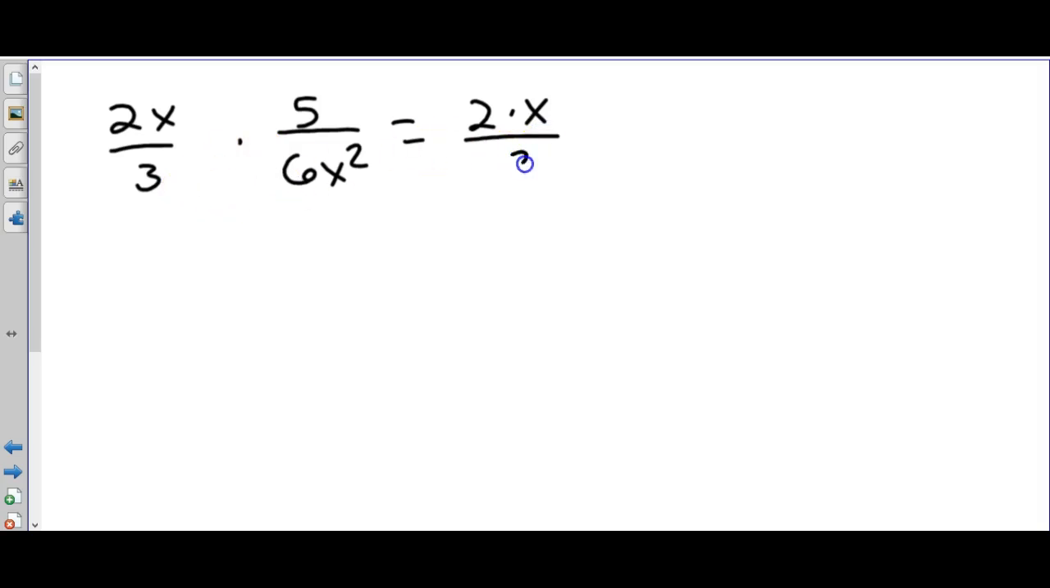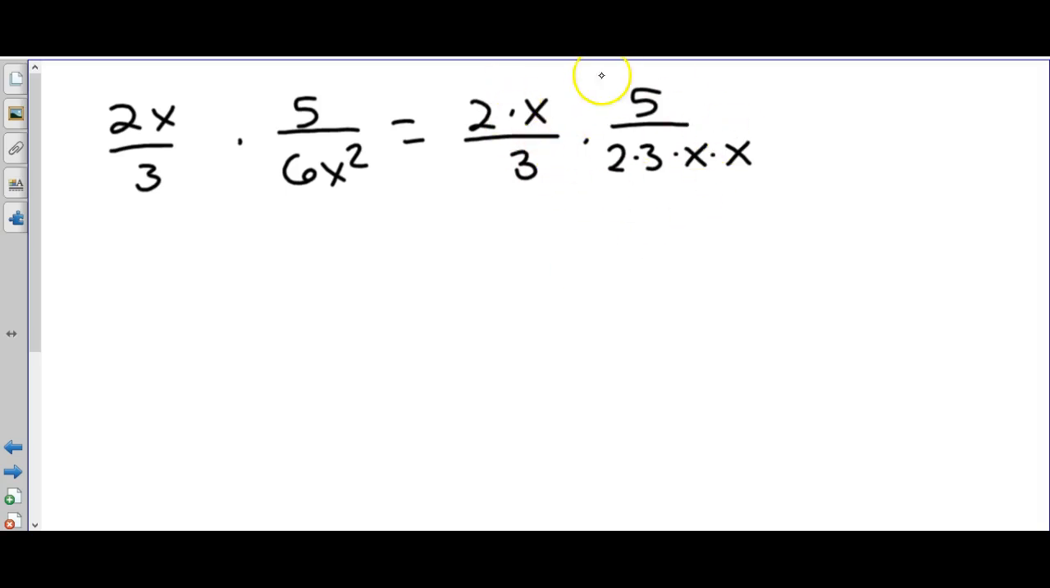So let's say we have 2x over 3 times 5 over 6x squared. So we're going to do a prime factorization, break it down into prime numbers only. 2 is already prime. X doesn't have an exponent, so there's only one of them. 3 is already prime. 5 is already prime. 6 is not prime. 6 is 2 times 3. And x squared, now when you have squared, there are 2 of them. That means x times x. Squared literally means multiply something by itself.